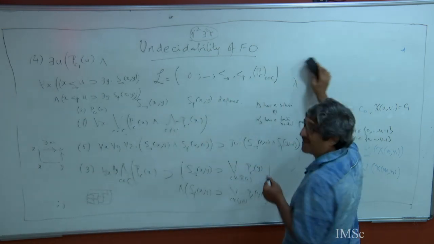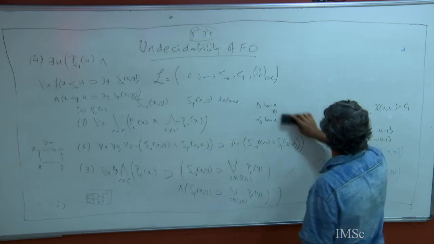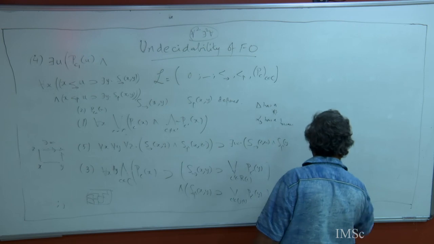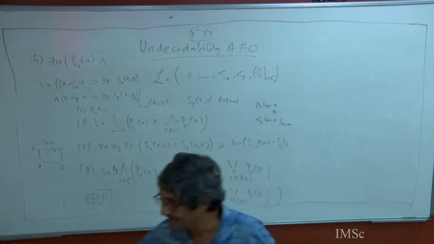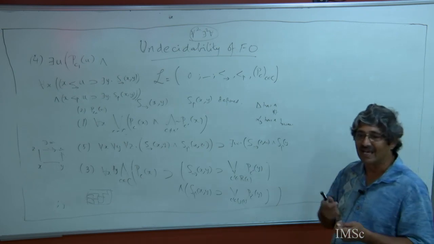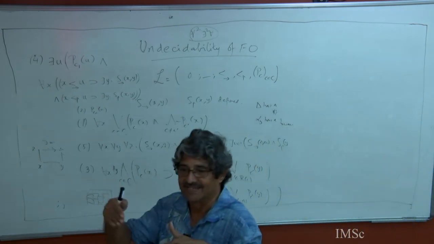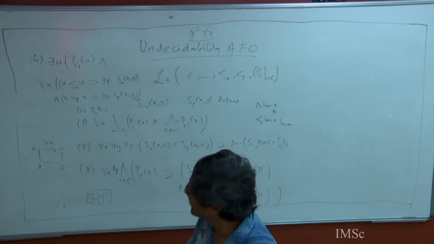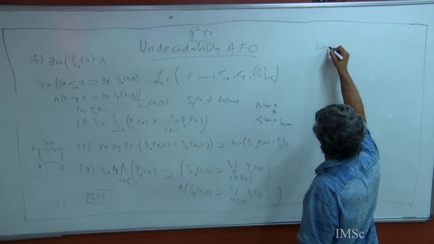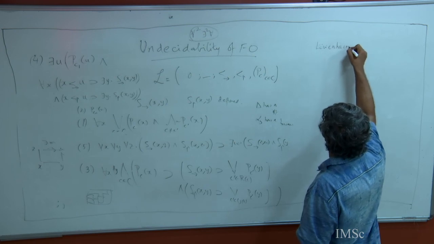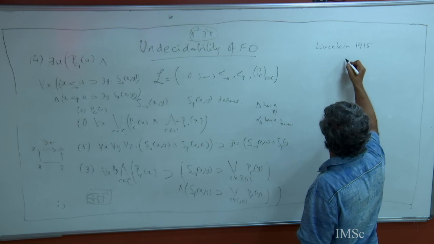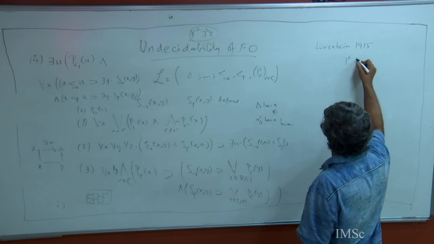Let me just give you a little bit of history, maybe 5 minutes, and then we are through. I'm not going to go into this, but just to tell you that this is a very interesting thing. And as I said, after this, people started looking at sharper and sharper borderlines for undecidability. And so even before Gödel, all the way back in 1915, Löwenheim showed that the exists star fragment is decidable.